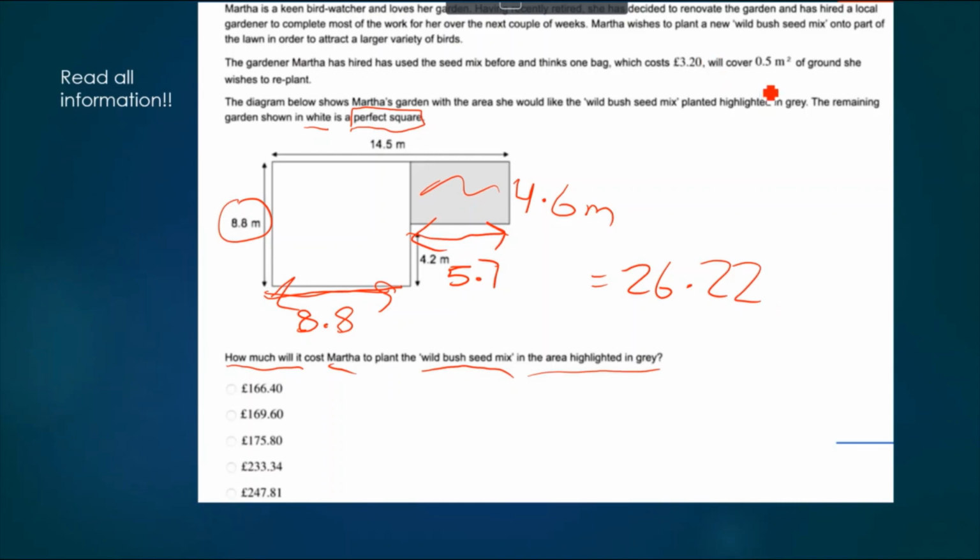And you know that 0.5 meters squared costs 3.20. So what you can do is divide this by 0.5, which will get you 52.44, and then you would times that by 3.20, which will get you 169.60. So make sure that you read everything and you understand it as well.